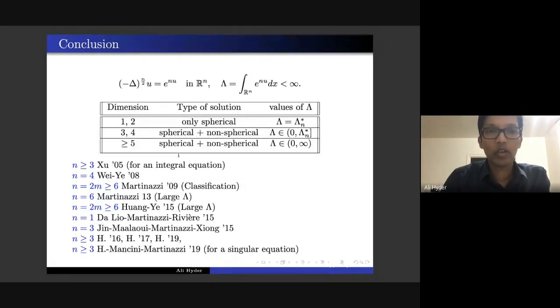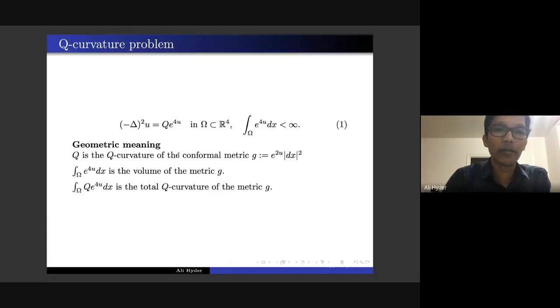These fourth order equations or higher order equations are also geometric. So this function Q is the Q curvature of this conformal metric g, and this Q curvature is a higher order analog of the Gaussian curvature. The integral of exponential 4u dx is the volume of the metric g. Okay, I should have used the notation g_u instead of g here. And the integral of Q exponential 4u dx is the total Q curvature of this conformal metric.